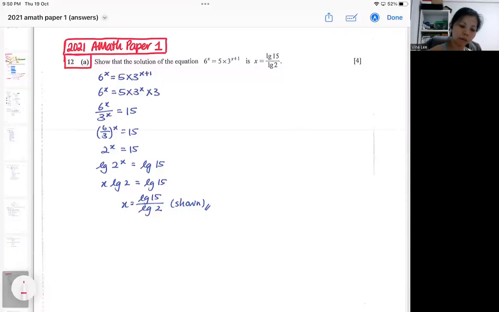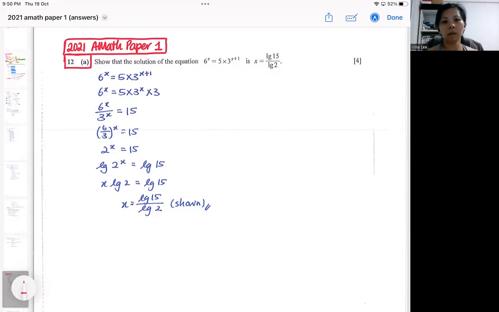For this question, both parts are from the topic exponential and logarithm equation. So I think most students might find this is actually quite okay. But if, let's say, you've forgotten certain indices rules, you might find that you'll be a bit lost on this. So I'm going to run through the steps.